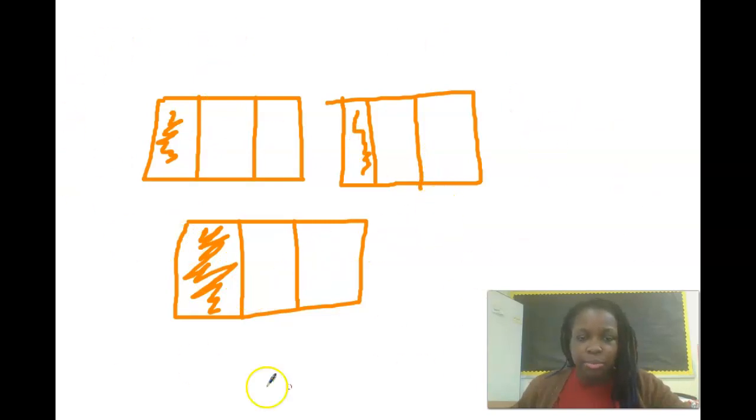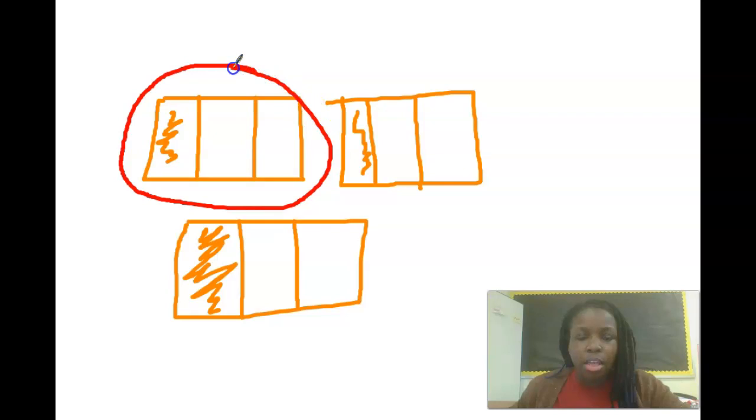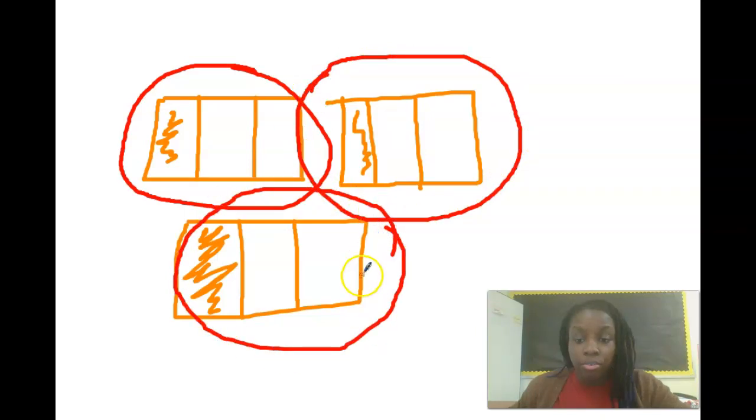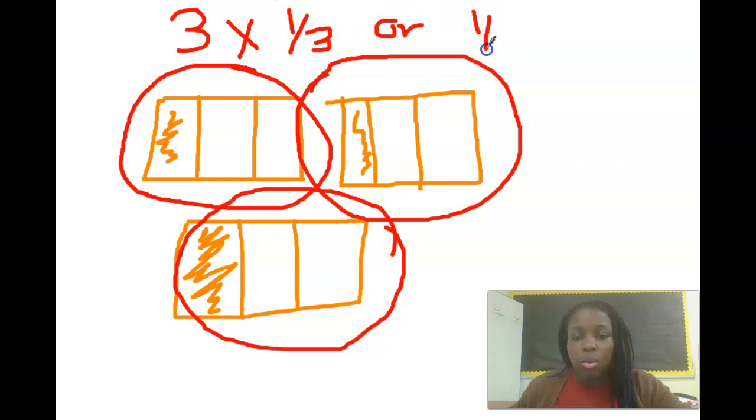So we see this picture right here. We're going to say, what multiplication equation can match this picture? So what you should do is look at it and see, okay, what is this fraction first? This fraction is 1/3. Good. Now, how many 1/3s are there? Great. There are 3 1/3s, right? So that means my multiplication problem is 3 times 1/3, or say the other way, 1/3 times 3, because there's 3 of them. This is 1/3. So 3 times 1/3, or 1/3 times 3.